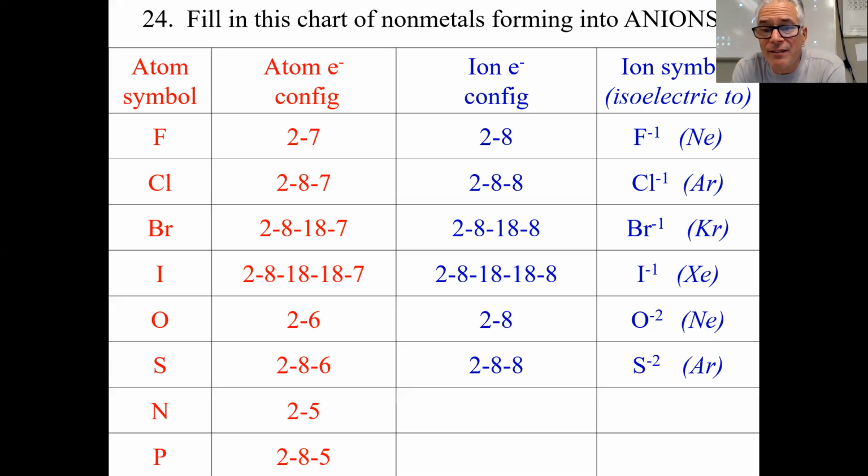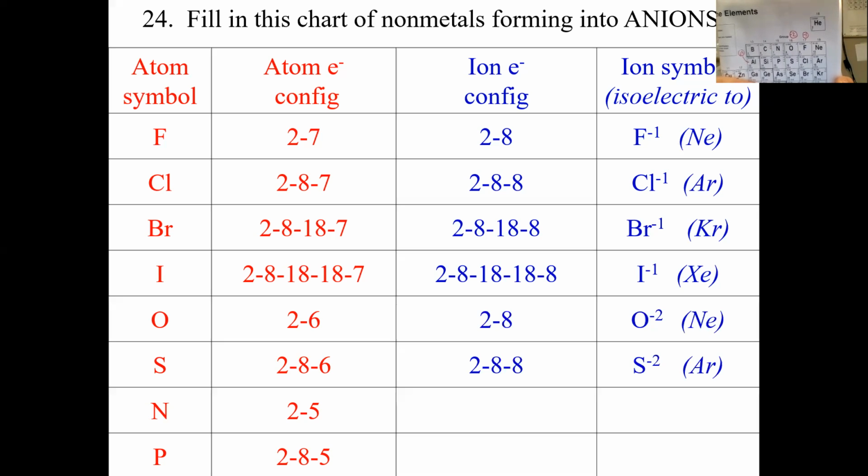Sulfur, 2-8-6, it gains 2 electrons. Everything in that group does the same thing. They all have 6 electrons in the outermost orbital. Look what I'm going to do now. I'm going to put a -2 here. Look what I got going on. I got all these reminders on my periodic table. Can you see this? Look at that.